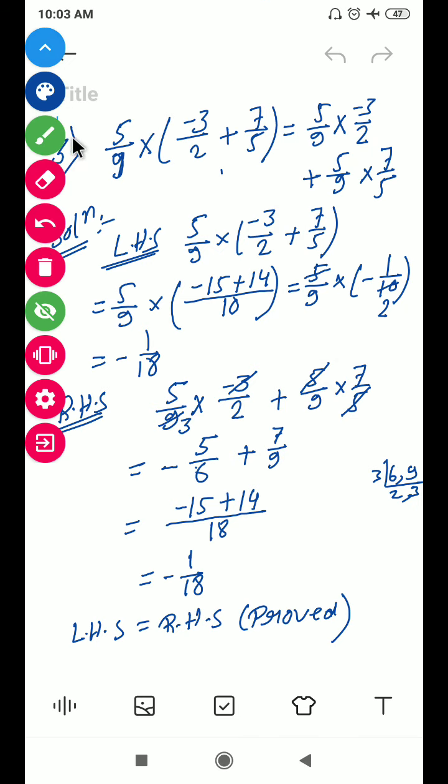Now go to next problem. Question number 4. Here it asks you to find the multiplicative inverse of the following. Firstly, you have to know what it means. Suppose you want to find the multiplicative inverse of A. This will be nothing but 1 by A. That means just take the reciprocal of the given number, and you will get the multiplicative inverse of the number.